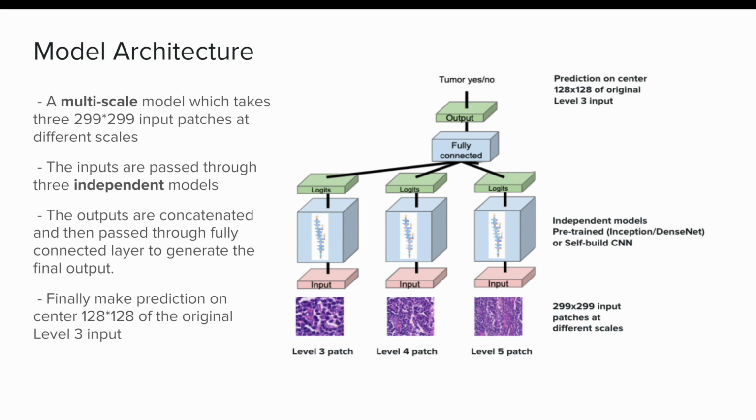Here is our model architecture. It is a multi-scale model which takes 3 299-dimension input patches at different scales. The inputs are passed through 3 independent models, which can be large pre-trained models like Inception and DenseNet, or a self-built CNN. The outputs are concatenated and then passed through a fully connected layer to generate the final output. Finally, we make the prediction on the center 128-dimension block of the original level 3 input.